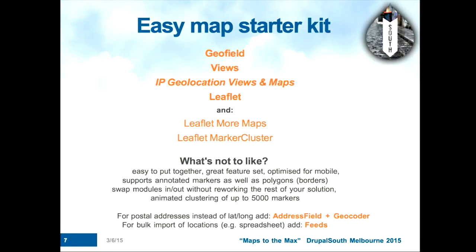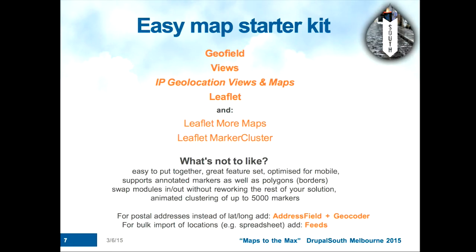So in summary, this is my easy map starter kit. I would pick GeoField for the latitude and longitude, also because it comes with a nice views plugin that allows you to do proximities, which is always cool. Then views, because, well, you can't avoid it. IP geolocation views and maps. And then of the three, I have a slight preference for Leaflet, but OpenLayers is good, Google is also good. They all deliver slightly different things, maybe. But anyway, you can pick and mix with this setup.